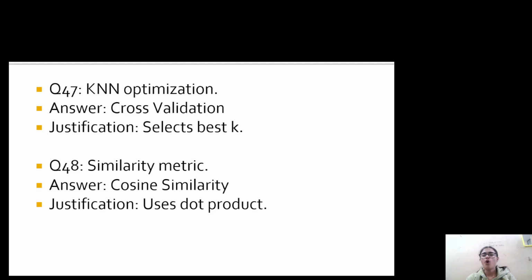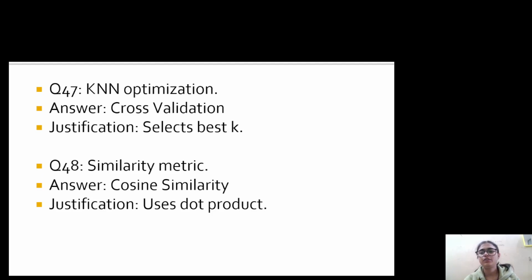Next is how to find the optimal K value in KNN. By using cross validation. K-fold cross validation tests multiple values of K and selects the one that gives the best accuracy on validation data. It also prevents overfitting and improves generalization.